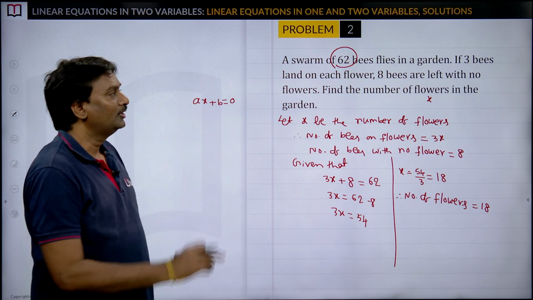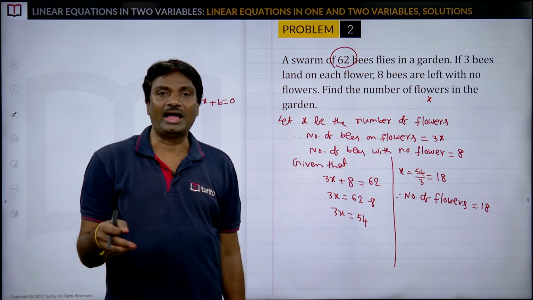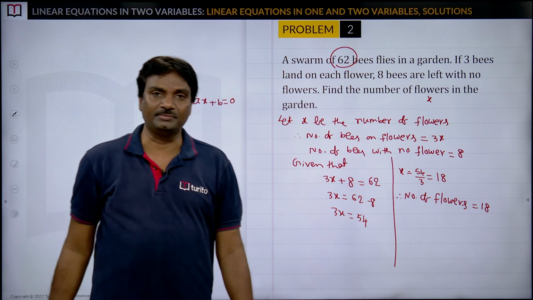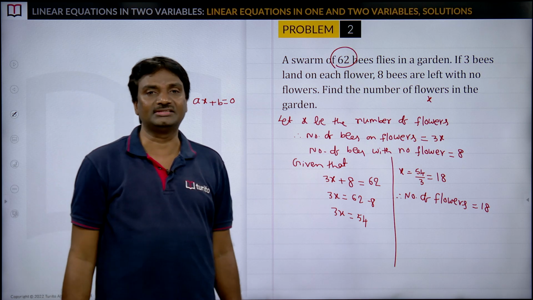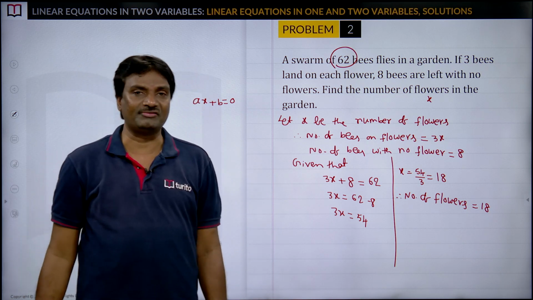Hope you understood, ma'am. So, in the above problem, they have given the linear equation by having variable and constant. Here they have not given any linear equation, just they have given the problem in a descriptive manner. According to that problem, we have formed a linear equation.